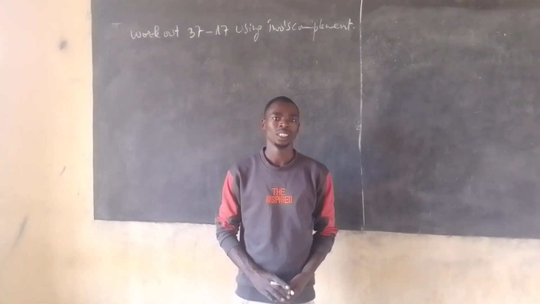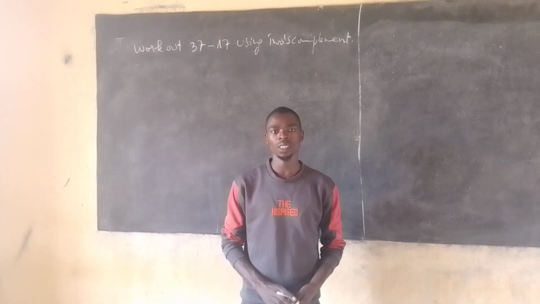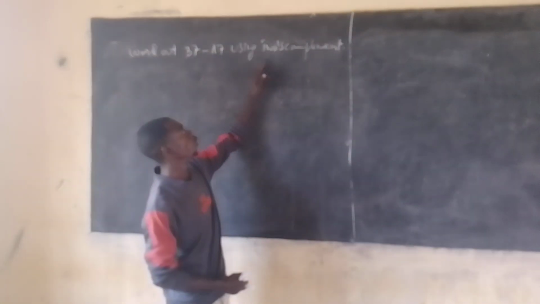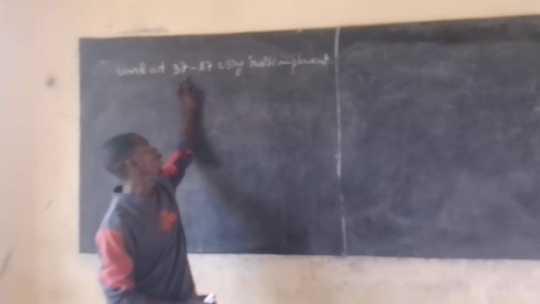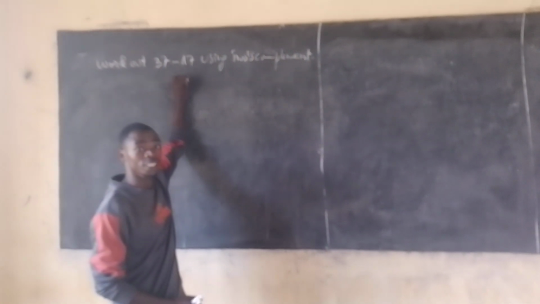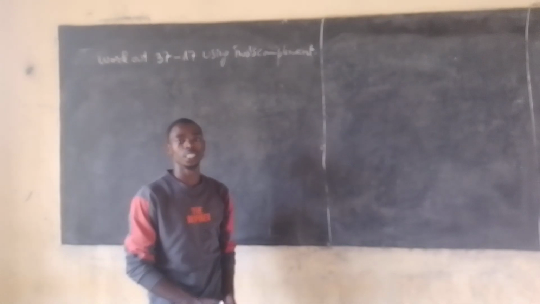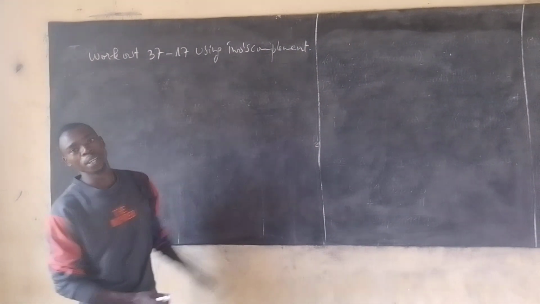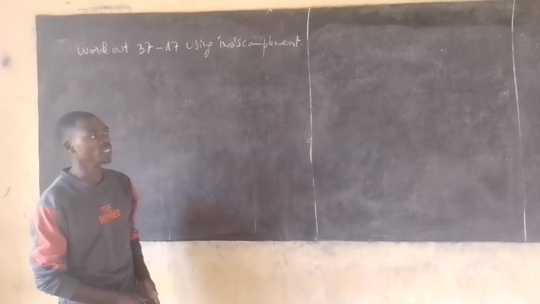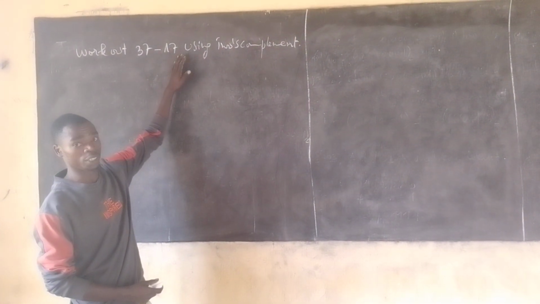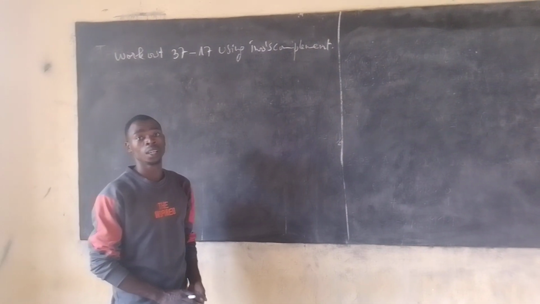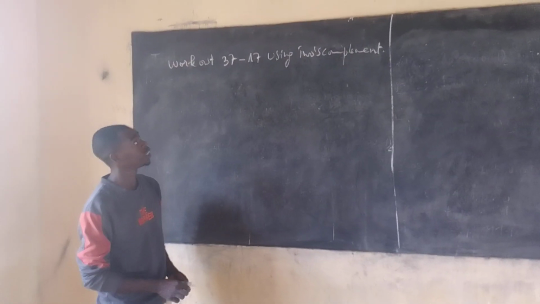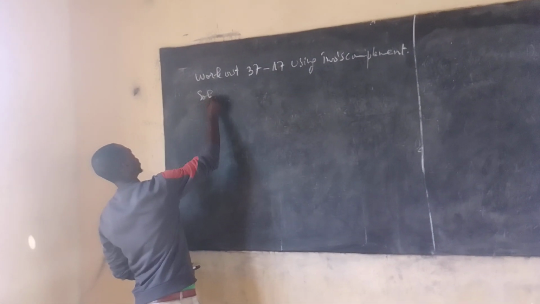So today we have this question. We want to show how to use two's complement, how a computer calculates the difference of 37 and 17 using binary representation. The two's complement is one of the main ways a computer performs arithmetic or mathematical calculations. So, let us say, first solution.